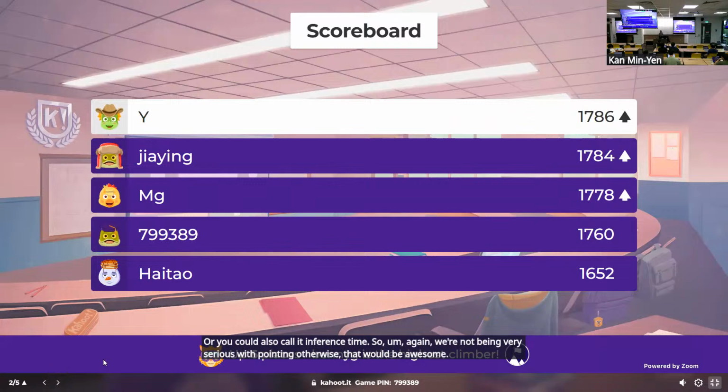Okay, how are we doing? Okay, Isong has come up in first place. Jiaying, our two people all the way in the back row, are first and second. We have MG, our game ID is still doing pretty well though.